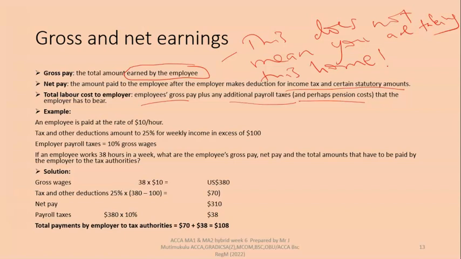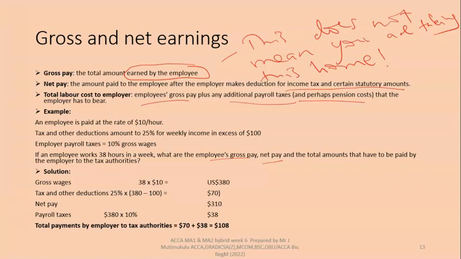So we are given that example here. An employee is paid at the rate of $10 per hour. Tax and other deductions amount to 25% for weekly income in excess of 100. Employer payroll taxes are 10% of gross wages. If an employee works 38 hours in a week, what are the employee's gross pay, net pay, and the total amount that have to be paid by the employer to the tax authorities?